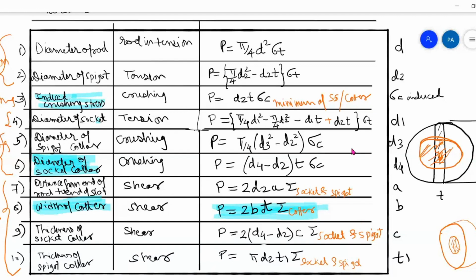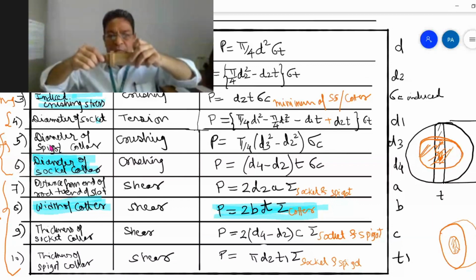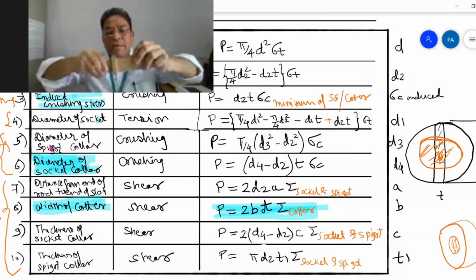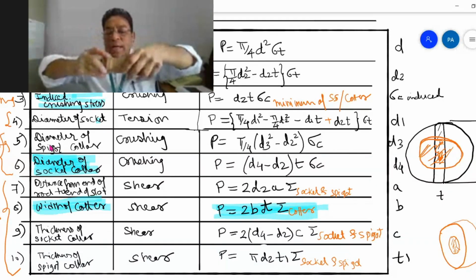Now coming to this formula number 5. फॉर्मूला नंबर 5 और 6 बचा है. 5 नंबर का जो फॉर्मूला है, diameter of spigot collar, कैसे मिलता है वो? ये देखो ऐसे मिलता है. क्रशिंग हो रहा है जब कंप्रेसिव फोर्स एक्ट हो रहा है. अब मैं इसको खींच रहा हूँ. खींचूंगा तो क्या होगा? इसका और इसका कांटेक्ट आएगा क्या?